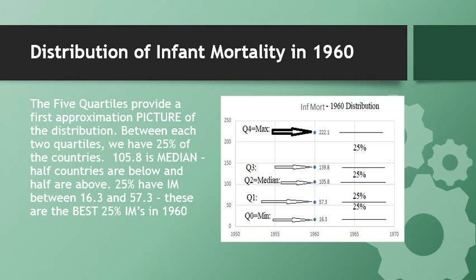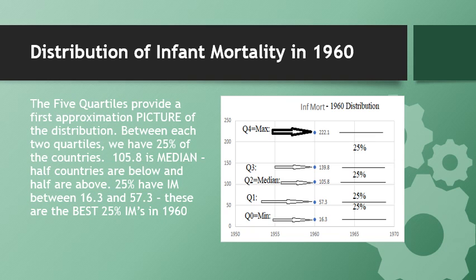So here is an illustration. This is the infant mortality distribution in 1960. It looks at all of the countries for which there is data, and the minimum infant mortality in 1960 was 16.3 and the maximum was 222. Between all of the quartile lines which are drawn on this graph, we have 25% of the countries. So this tells us something about the distribution of the countries in this range from 16 to 222.